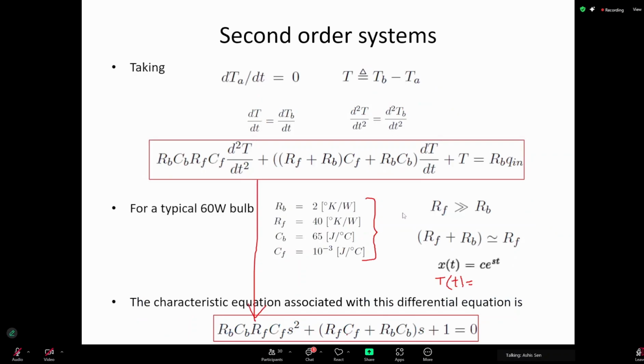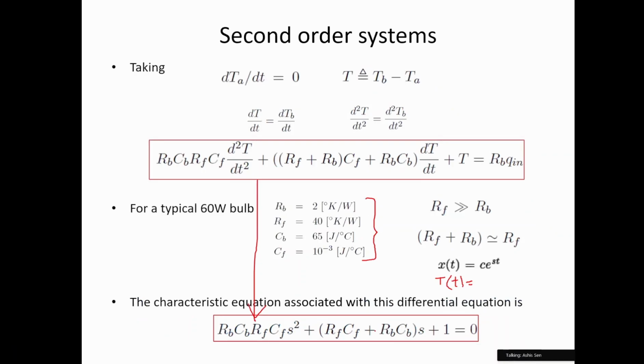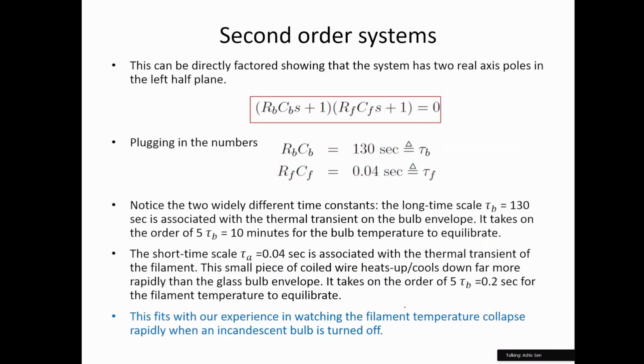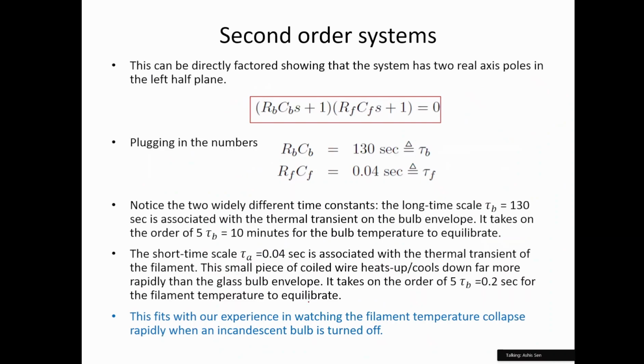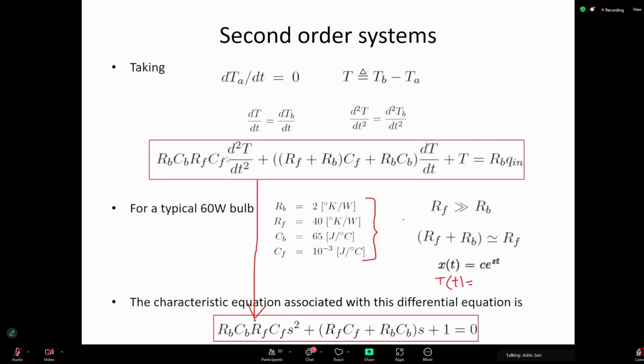This equation is very similar to the generic second order equation that we talked about in the very first class when we talked about second order systems, which is 1 over omega n squared into s squared plus 2 zeta over omega n into s plus 1 equals 0. So this is a generic second order equation, and this is similar to what we get from this thermal system.